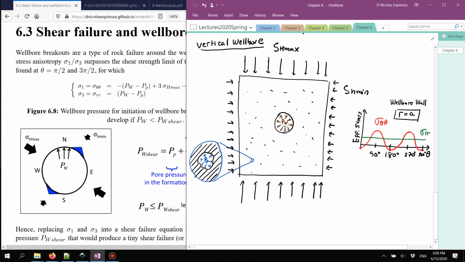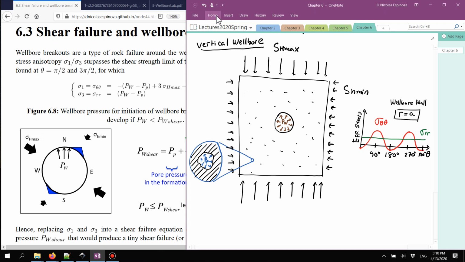So this is the cross section of a wellbore. Here's the rock, here's the wellbore. We have the stresses that we have said before. Also, we have a pore pressure in the rock, and inside the wellbore we have the wellbore pressure and a well-developed mud cake. As a result of the application of all these stresses, we're going to have hoop stresses, sigma theta theta, and radial stresses, sigma RR, that are going to vary around the wellbore.